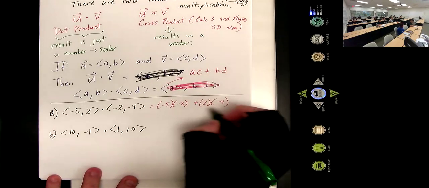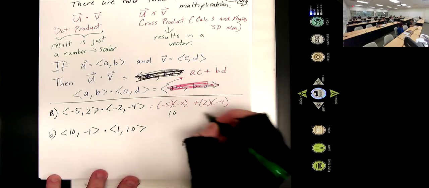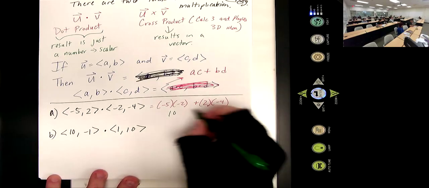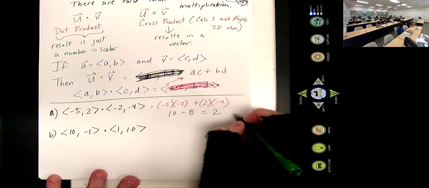What is -5 times -2? 10. 2 and -4? 8. 10 minus 8 is 2.